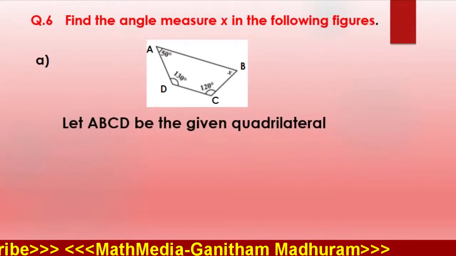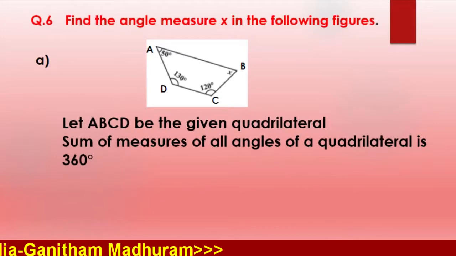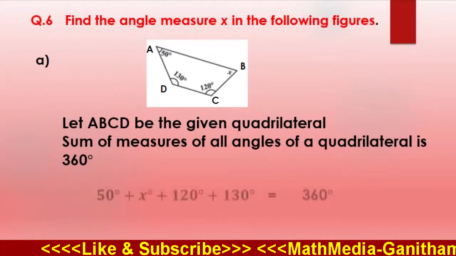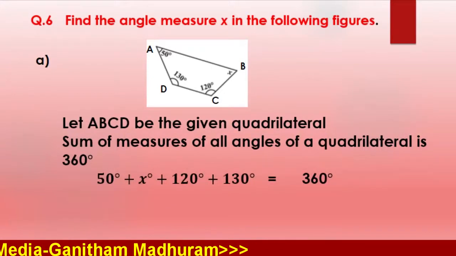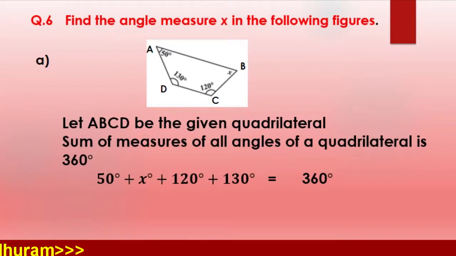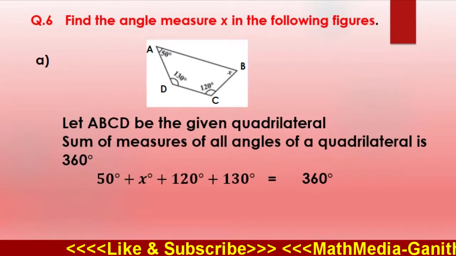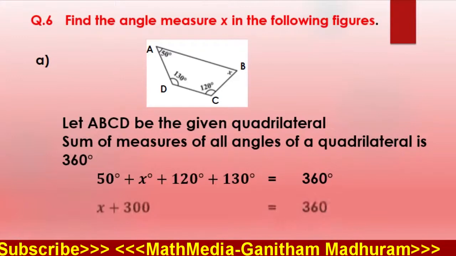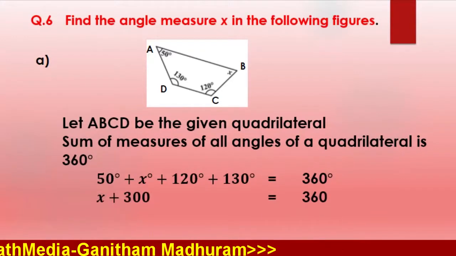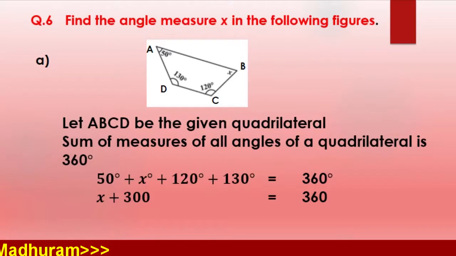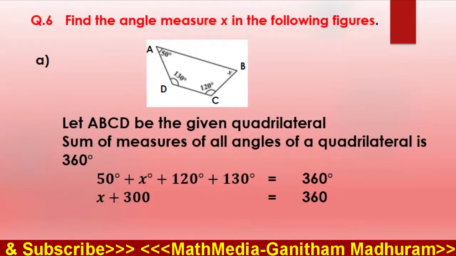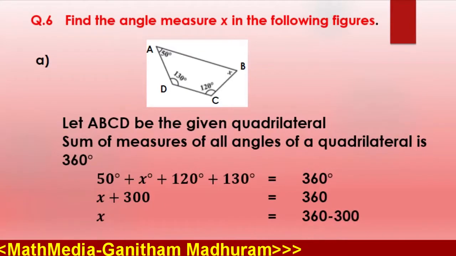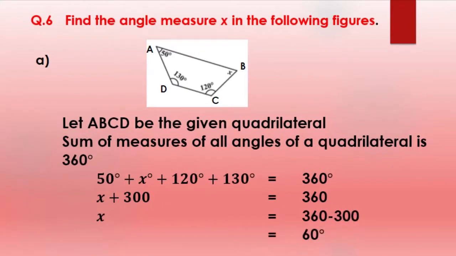Let ABCD be the given quadrilateral. The sum of measures of all angles of a quadrilateral is 360 degrees. So we can add all the angles: 50 degrees plus x degrees plus 120 degrees plus 130 degrees equal to 360 degrees, or x plus 300 equal to 360, or x equal to 360 minus 300, that is x equal to 60 degrees, the unknown angle.